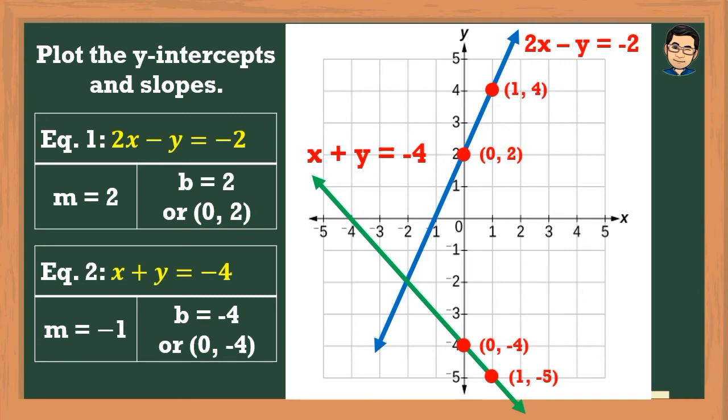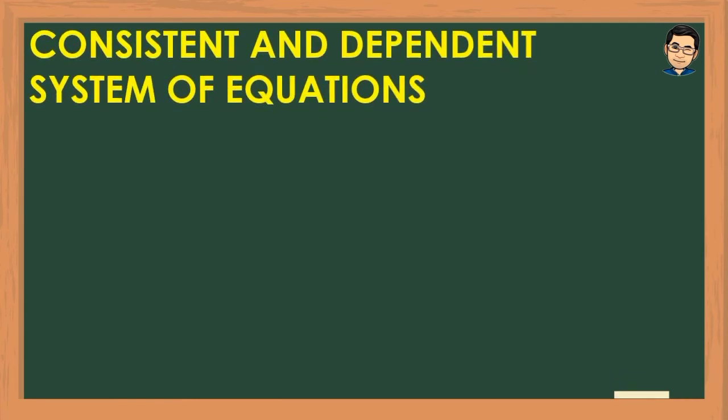Next, yung solution na sinasabi natin, exactly one solution, nasaan yun? So, ayan po, nasa gitna. Dun saan, kung saan nag-meet yung dalawang graph, yung dalawang line. So, yun po yung tinatawag nating solution. And then, we also have consistent and dependent systems of equations.